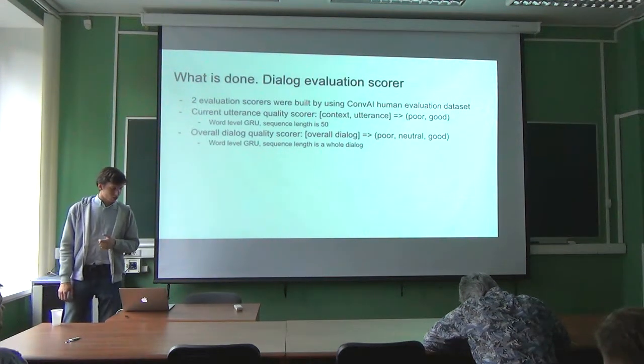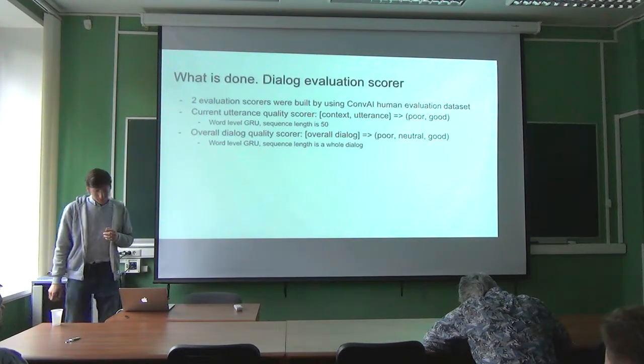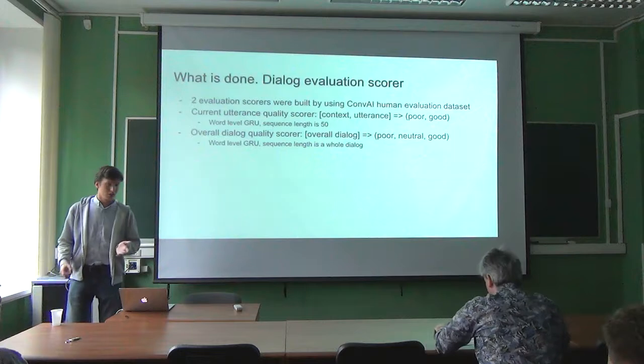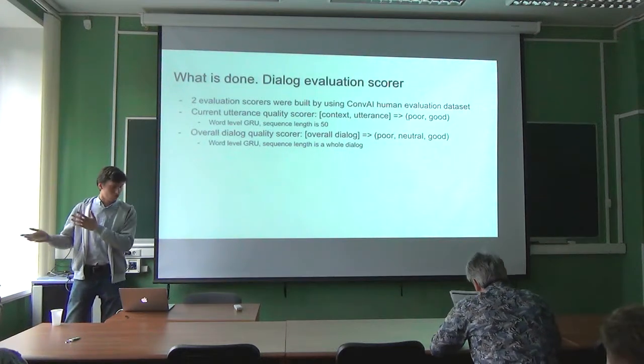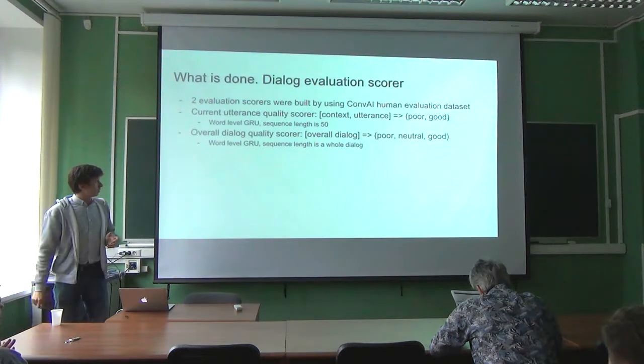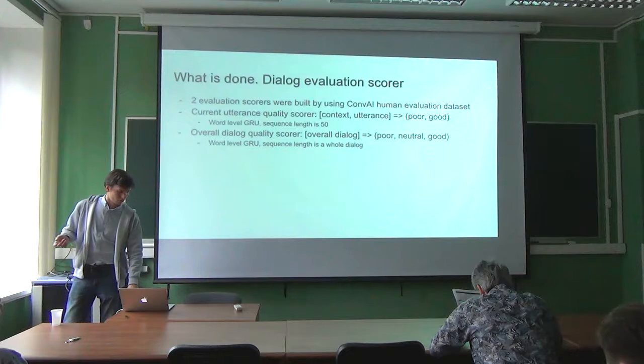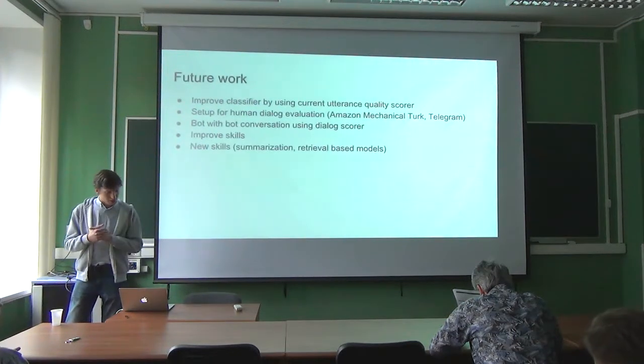The second scorer is the overall dialog quality scorer. It returns three labels, poor, natural, and good. It returns a score for the overall dialog. And when we have such scorers, we can improve our dialog engine more. So there are our future work plans.